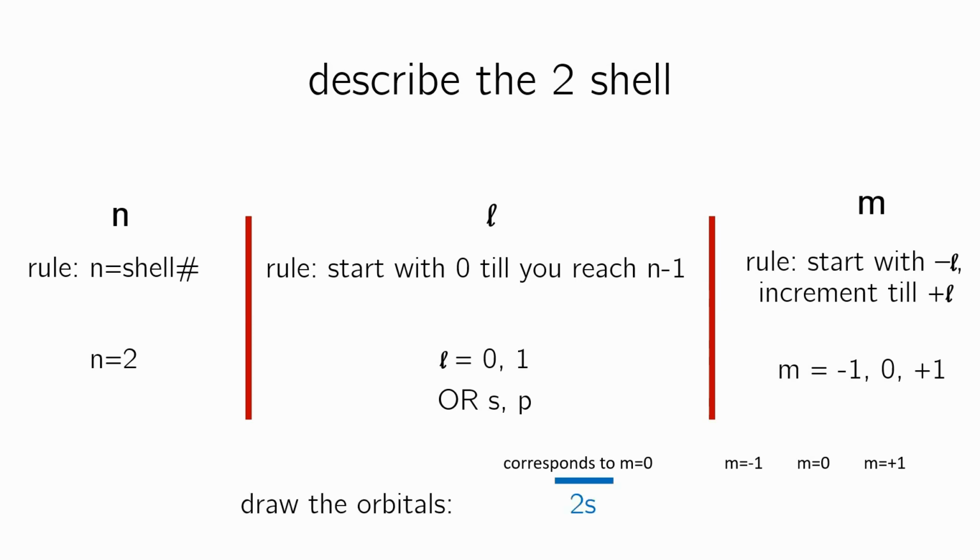So let's draw the orbitals. 2S is this. For L is equal to 0, I can only have 1 orbital. For P, L is equal to 1, I can have 3 orbitals: 1, 2, 3. So that's what that would look like. Okay, so that's the second shell.